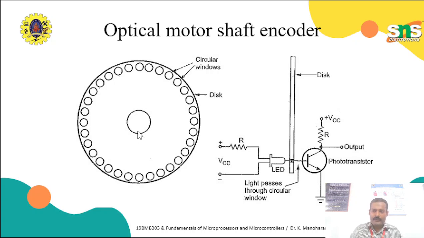How do we find the speed? Very simple. If you want it in RPM, revolutions per minute, I need to find how many rotations are completed in 1 minute. If you have 1 hole, each rotation I get only 1 pulse. If you have 2 holes, each rotation I get 2 pulses. So the number of pulses counted divided by the number of holes will be the number of rotations per minute, and we need to do it for 1 minute. Thank you.